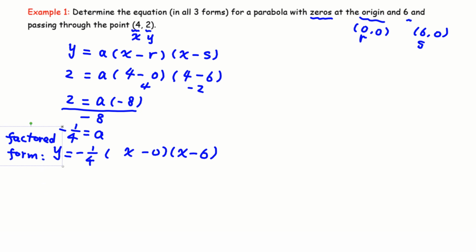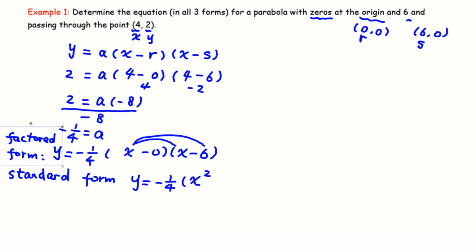Then standard form is just ax squared plus bx plus c, and that has no bracket, so we are going to expand this one. y equals negative 1 over 4, then we are going to use x times each term in the second bracket. So we are going to have x times x, x squared. Negative 6 times x gives you negative 6x. And 0 times x, 0. 0 times 6 is 0, so we are going to have minus 0, minus 0.